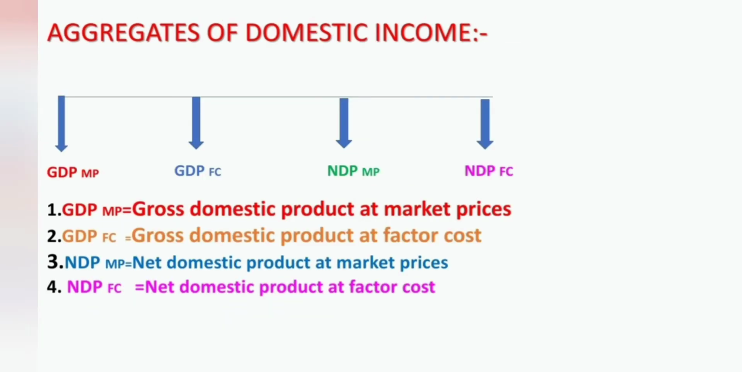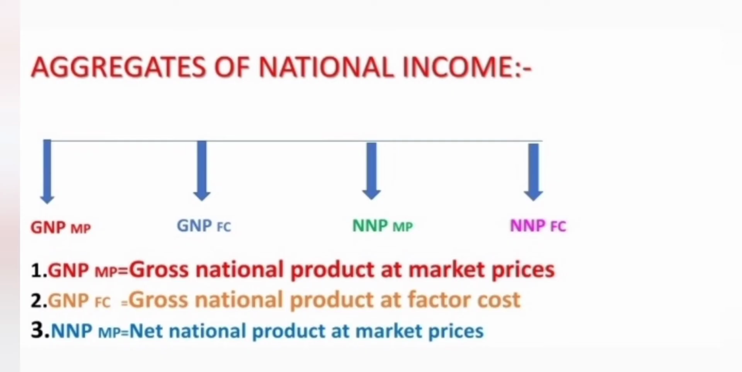Which are the aggregates of domestic income? GDP at market price, GDP at factor cost, NDP at market price, and NDP at factor cost or domestic income. Which are the aggregates of national income? GNP at market price, GNP at factor cost, NNP at market price, and NNP at factor cost or national income.